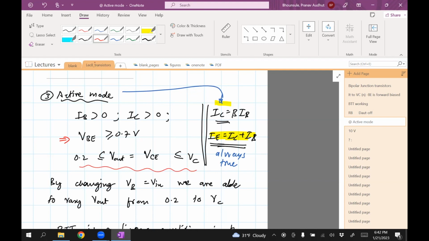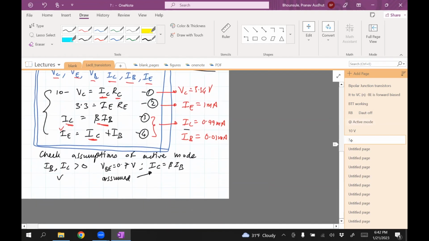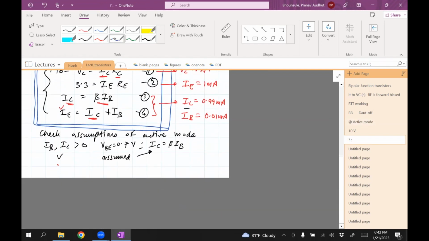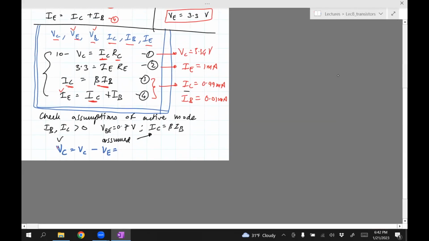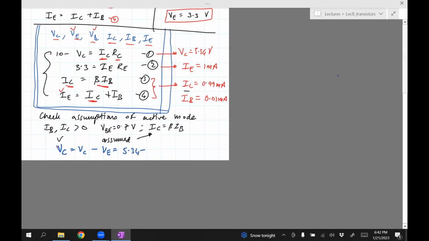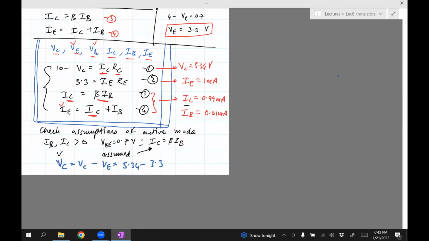All these things check out except for this one, which needs to be checked. VCE should be greater than 0.2. In fact, it will never be greater than VC because VC is the power supply on the output side. So we need to check if VCE is greater than 0.2. How do you check that? Well, VCE is VC minus VE, but VC is 5.34 and VE is 3.3. If you subtract this out, you get 2.04, which is greater than 0.2. So it's checked out, and this means that this BJT is actually in the active mode. Our assumption was right, and we are done solving it.